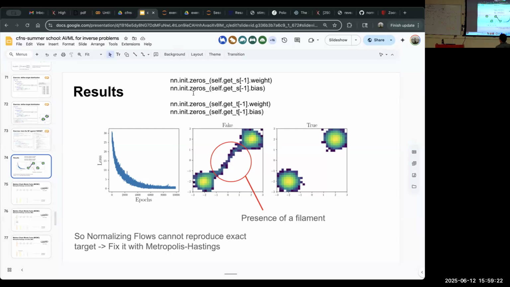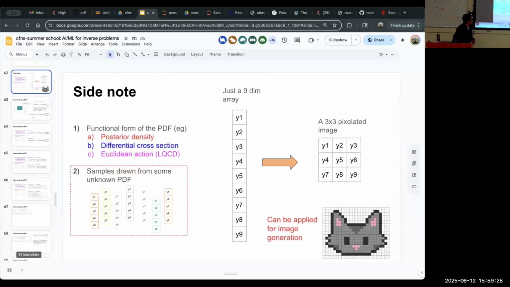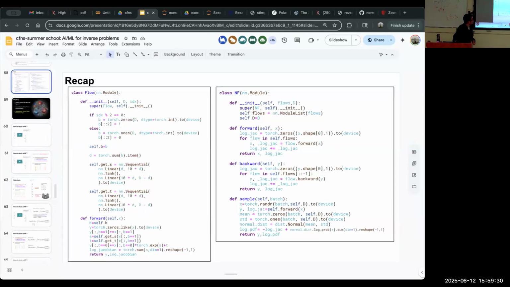So you have to put them in the flow class, just right after you declare this. Because that will enforce that when you initialize this, the last layers are set to 0. It's part of the constructor. Yes, as part of the constructor.